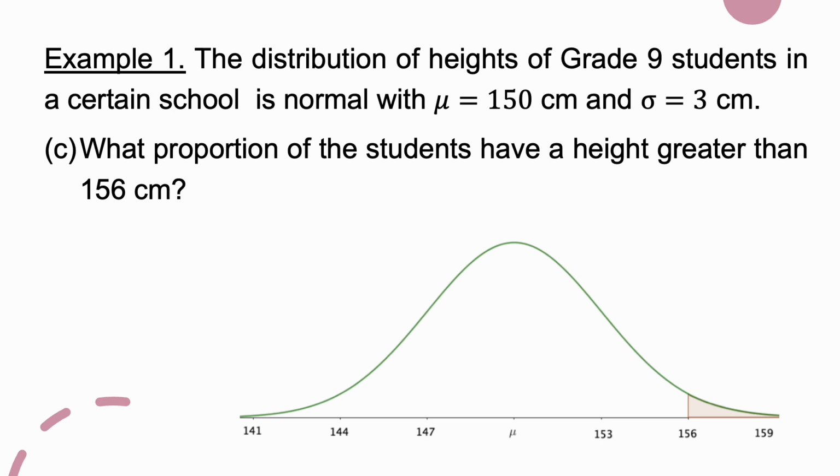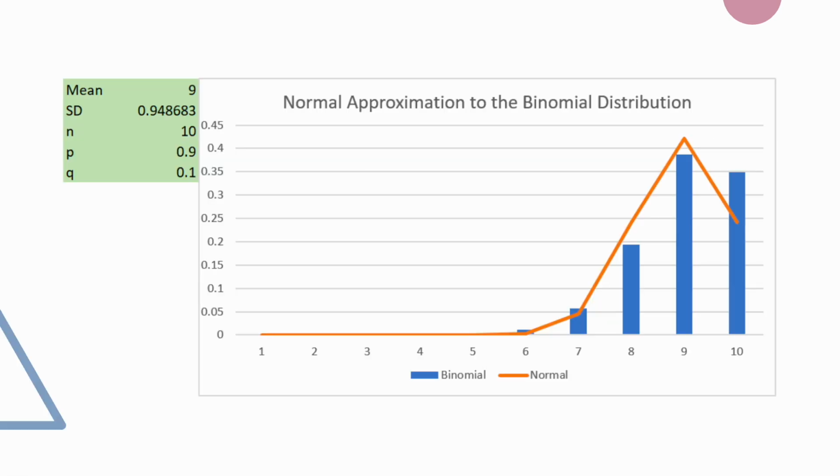And finally, what proportion of students have a height greater than 156? Okay? So, from here, di ba, one standard deviation yan. Ito naman, two standard deviations. So, that is 95%. So, ilan ang naiiwan? 5% lang. Okay? So, parang yung sagot natin sa letter B kanina, since isa lang naman yung hinahanap natin, then this is 2.5%.